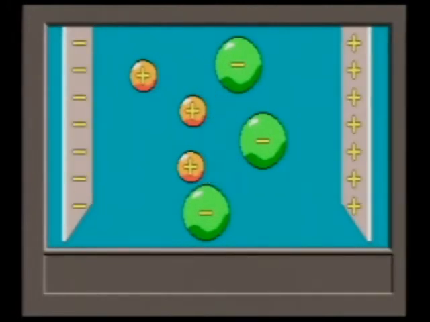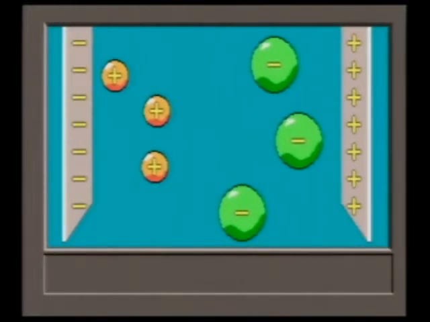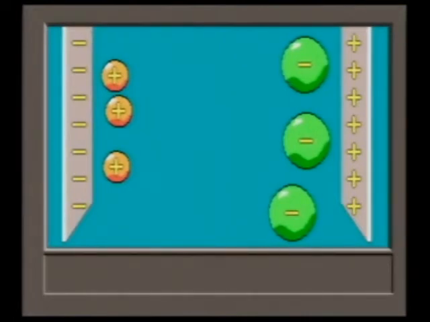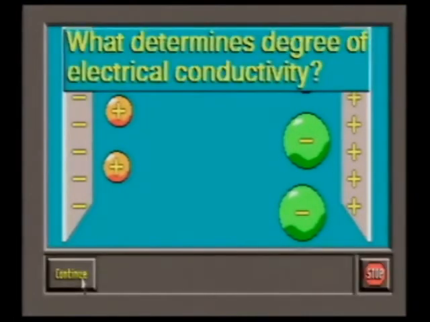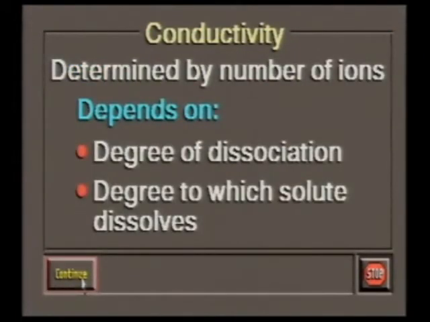Electrolytic solutions conduct electricity because the charged particles are free to move toward oppositely charged electrodes. What determines the degree of electrical conductivity of a solution? The number of ions present in solution determines the degree of electrical conductivity, and the number of ions present is affected by both the degree of dissociation and the degree to which a solute dissolves.